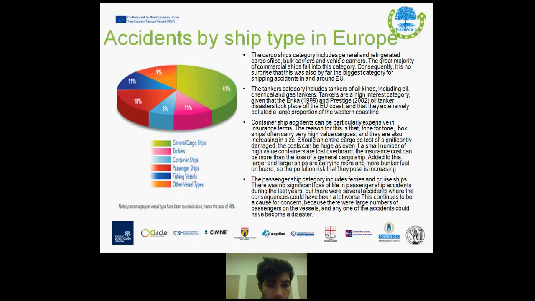Finally, the last categories of accidents by ship type in Europe are the fishing vessels, which represent 11% of all accidents, and finally, 9% of all accidents are attributed to other types of vessels.